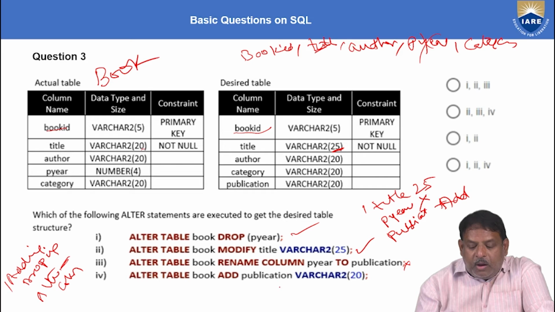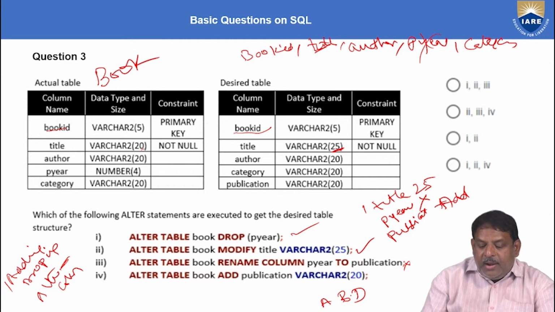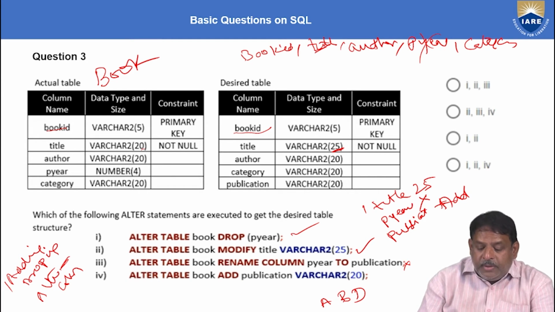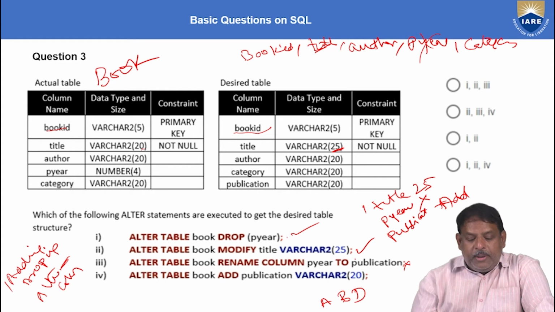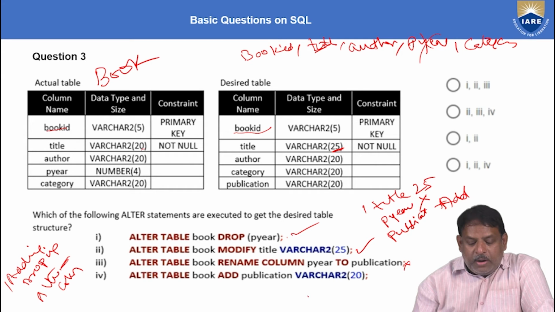So adding a column is 20. Now the answer should be A, B, D. C is invalid, because we are already dropping this. How can you rename this? So the answer should be A, B, D. Instead of A, B, D, I'll give the column numbers here: 1, 2 and 4.